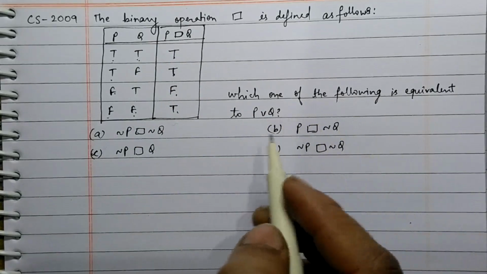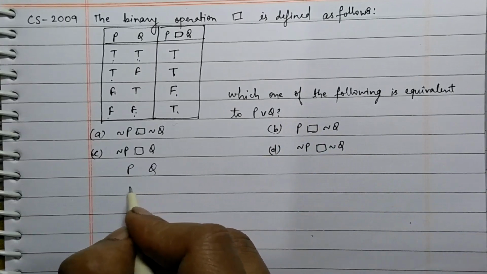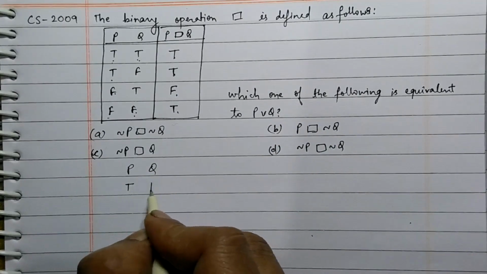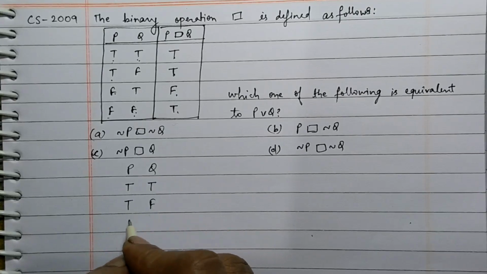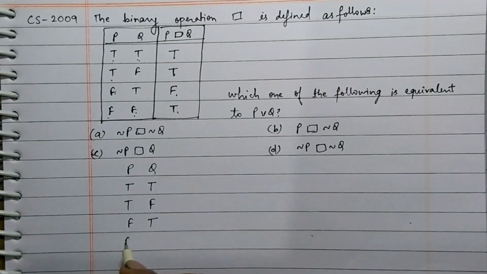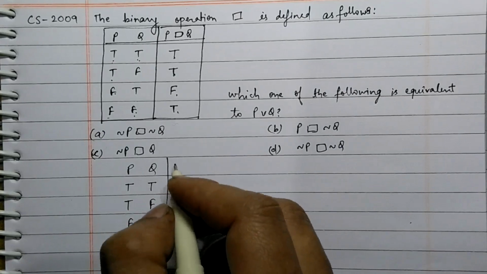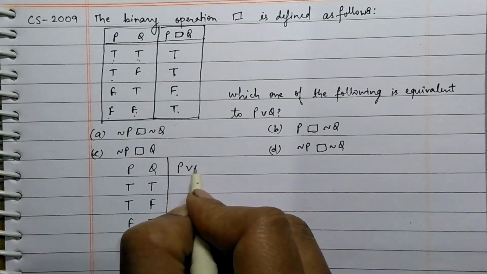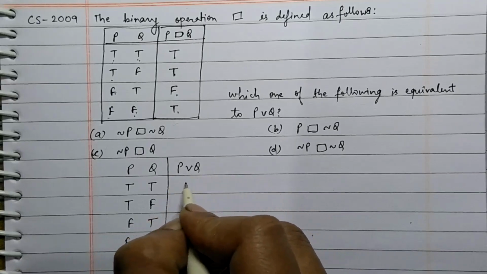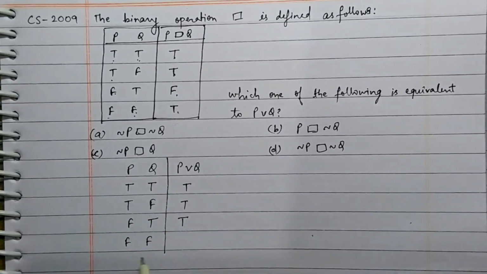A simple way to solve this is to use a truth table. Let this be P, this be Q. True, true, true, false, false, true, false, and false. So P or Q is: the first one is true, the second one is true, the third one is also true, false and false, it is false.